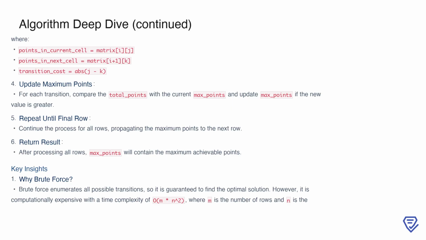While brute force guarantees the optimal solution by exploring every possible path, it comes at a significant computational cost. With a time complexity of O(m*n squared), where m is the number of rows and n is the number of columns, this approach becomes impractical for large matrices. However, it provides a thorough foundation to understand the problem and serves as a baseline for optimization.